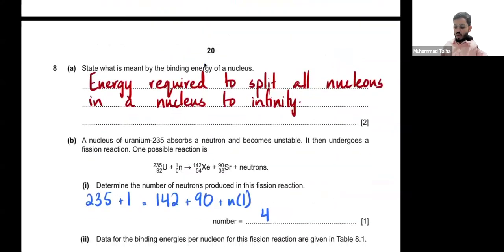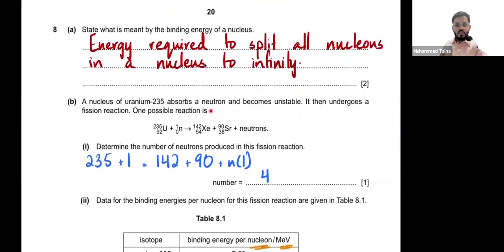Question number 8. What is meant by the binding energy? It is the energy required to split all of the nucleons in a nucleus to infinity. One mark is for any indication of splitting the nucleus into its nucleons, and the other mark is for saying to infinity.